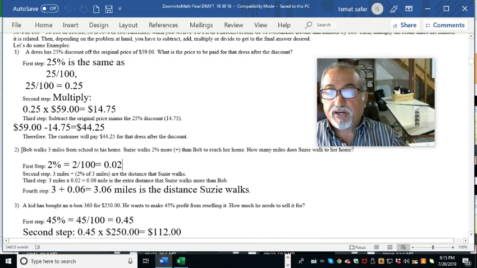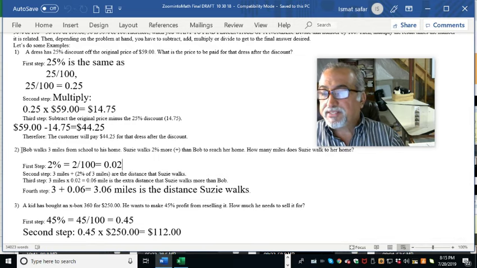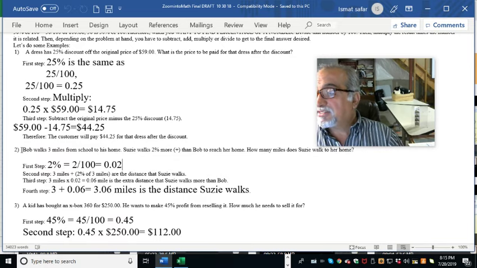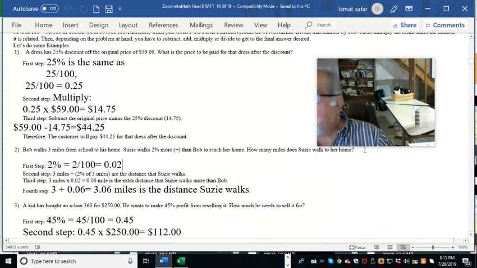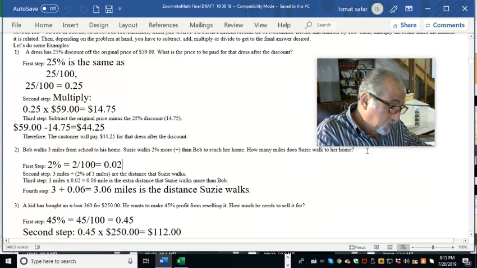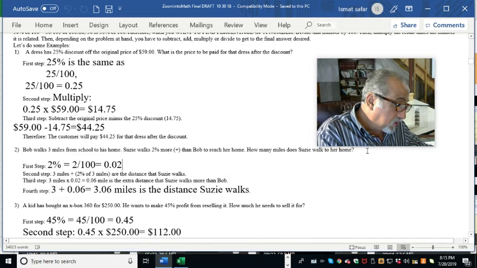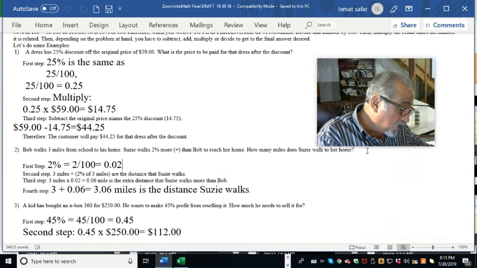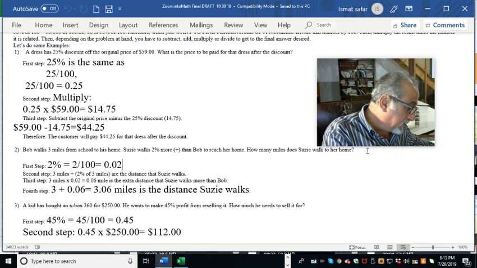Bob walks 3 miles from school to his home. Susie walks 2% more than Bob to reach her home. How many miles does Susie walk to her home? That is in my book. Please buy this book because you are going to follow these examples step by step.